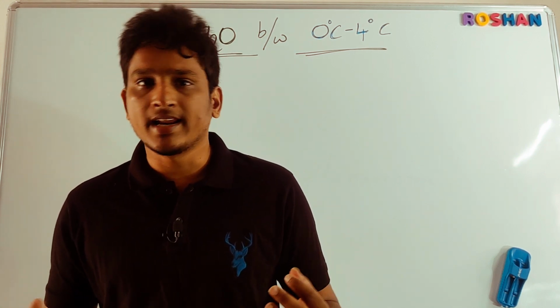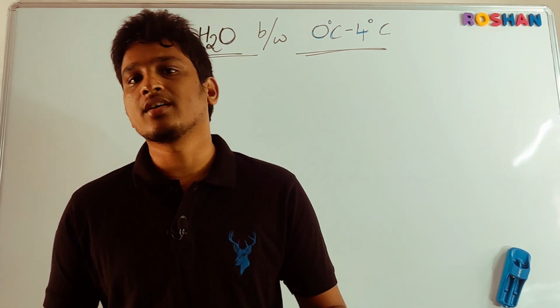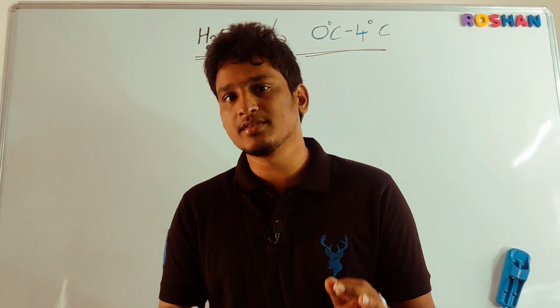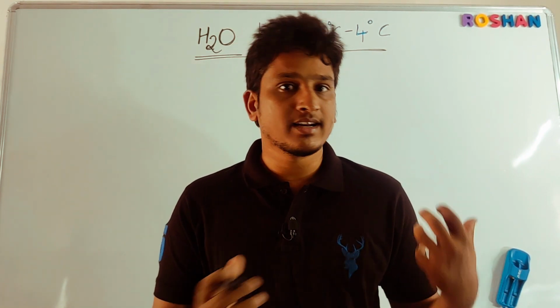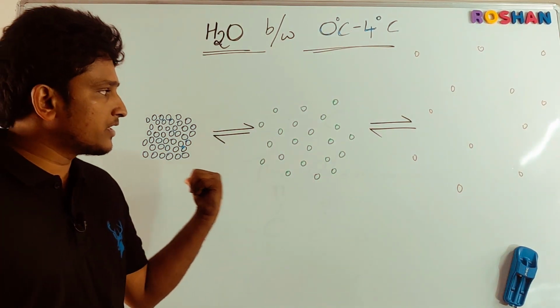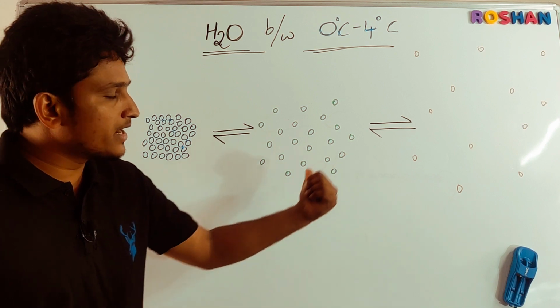Something unexpected is happening. That's why it is called the anomalous behavior of water, or anomalous expansion of water, or anomalous contraction of water. So what happens at this temperature range? Let's find out. Let's have a look at the three physical states of matter: solid, liquid and gas.